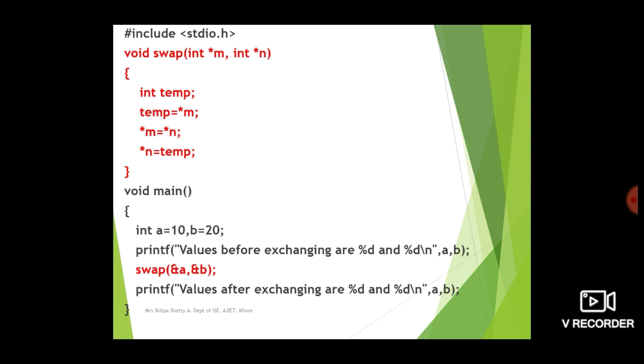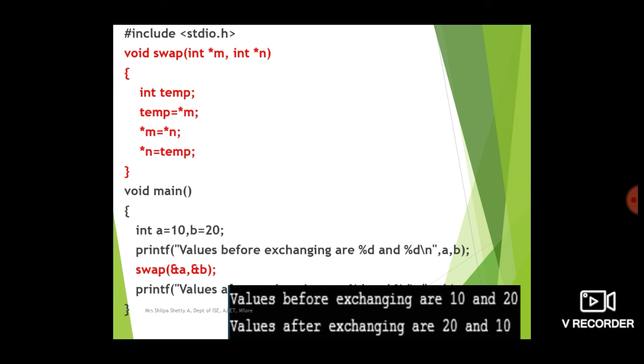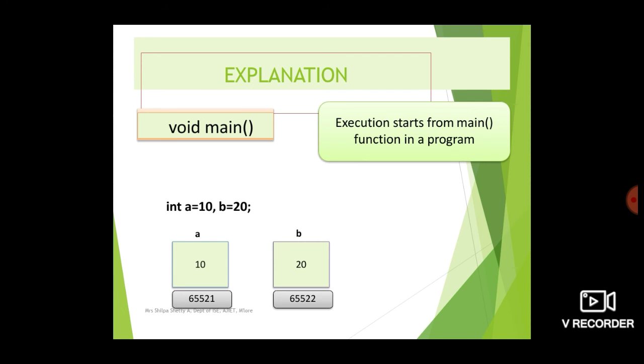Similarly, star n, the value pointed by n, that is nothing but b, becomes temp, that is nothing but 10. So a and b values will get exchanged here. When you execute this program, the result will be: values before exchanging are 10 and 20, values after exchanging are 20 and 10. So let us see the explanation in detail here.